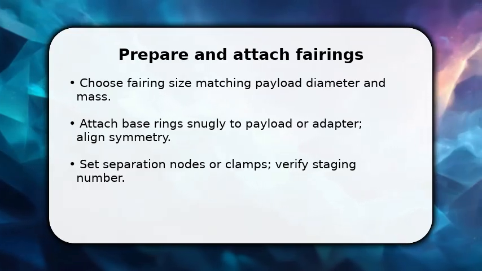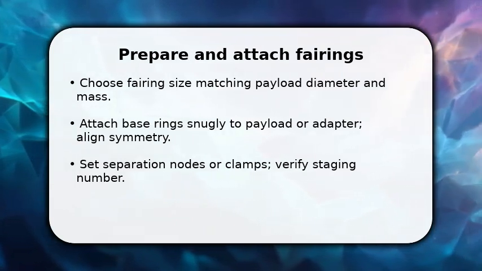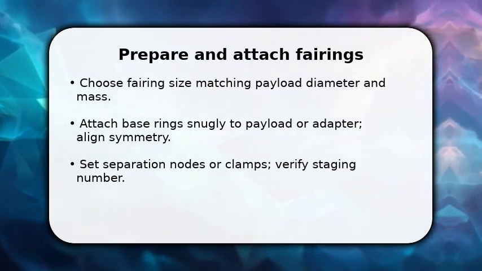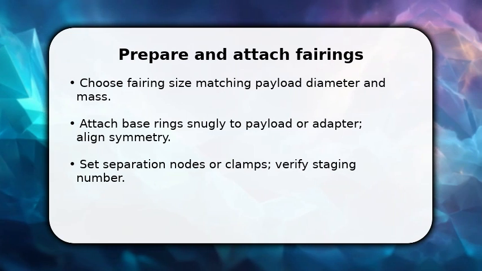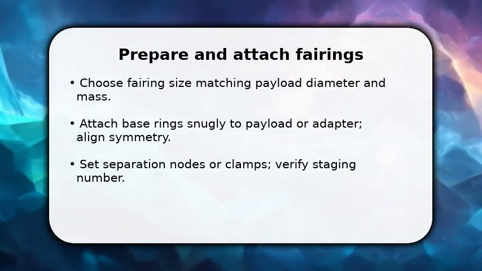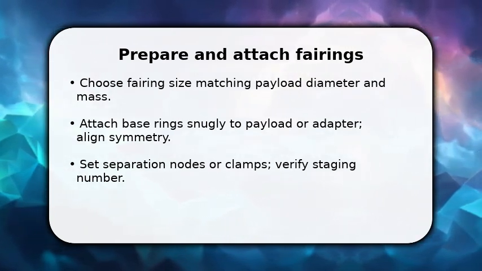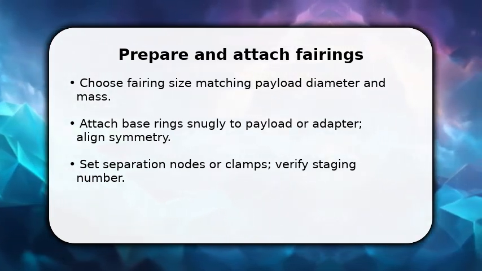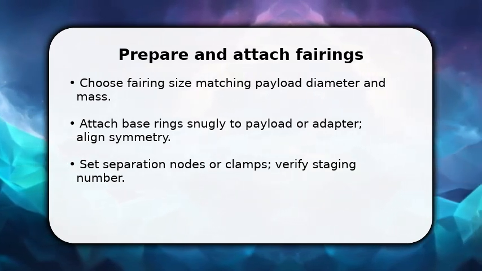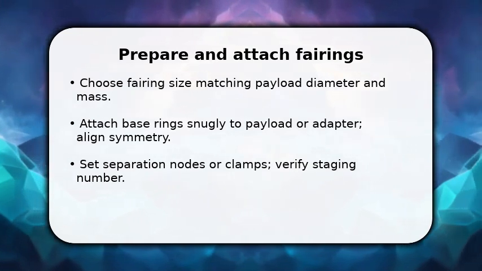You start by selecting a fairing that matches your payload diameter and mass so drag and center of pressure behavior are predictable. Attach the base rings or split halves directly to the payload adapter, making sure symmetry is correct. Misalignment causes wobble. Once attached, assign separation nodes or clamps to an explicit stage and check the staging order. You'll want minimal extra parts. Lighter fairings reduce mass, but must still protect the payload during ascent through dense atmosphere.